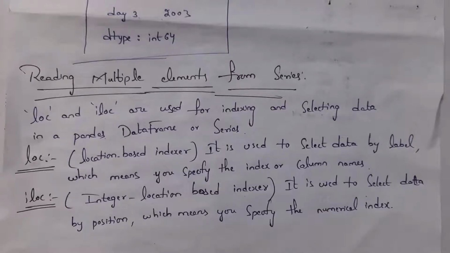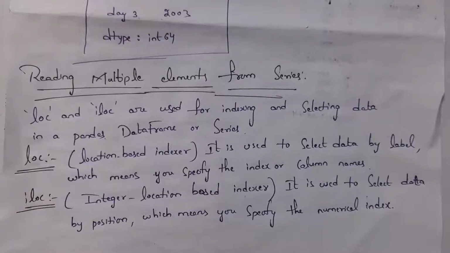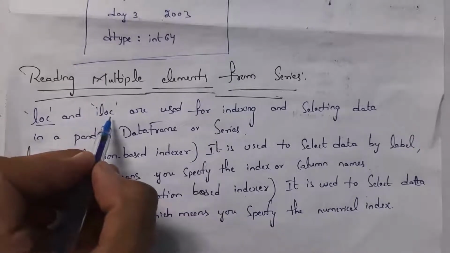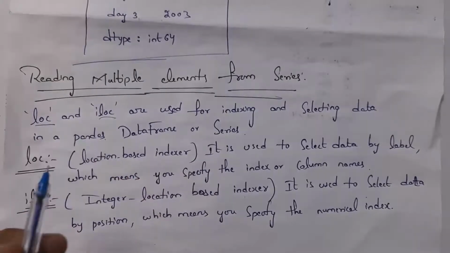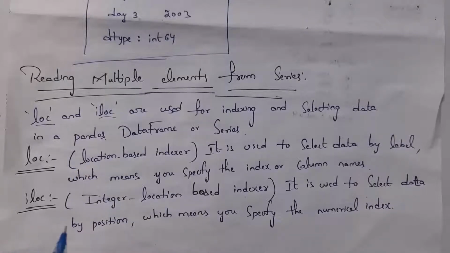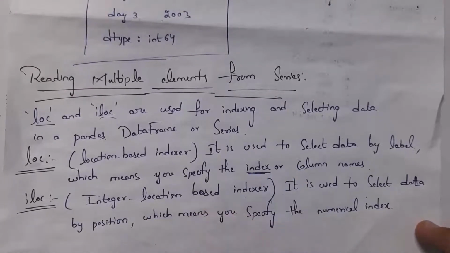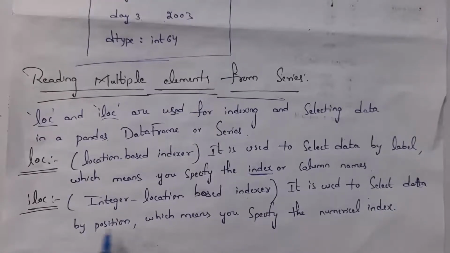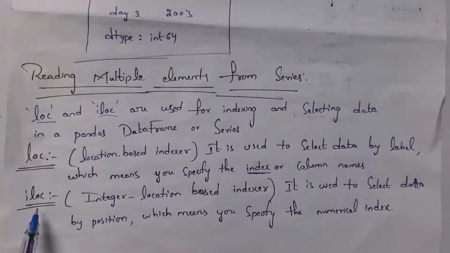Next I will explain how to read multiple elements from a series. Guys, in order to read multiple elements from a series, there are two attributes. One is the loc attribute and another one is the iloc attribute, where loc stands for location based indexer and iloc stands for integer location based indexer. In loc we can select data based on specific index labels, or you can also select by using column names. Whereas in iloc we can select data based on position. That is nothing but in iloc you can select data only by giving numerical index numbers.